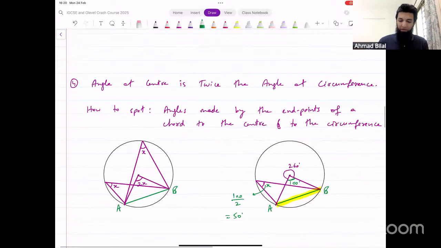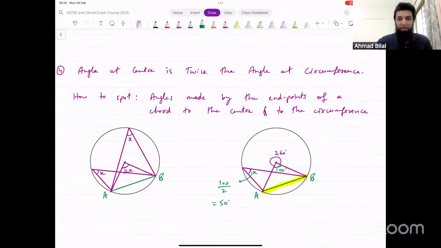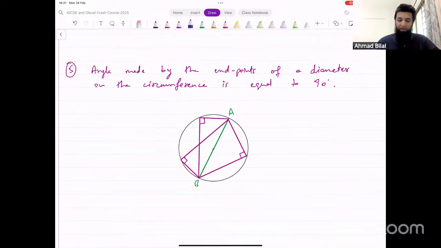Then we talked about this one where the angle at center is twice the angle at circumference. So if you have a chord that's making an angle at the center of a circle, for example, this chord AB, it's making an angle at the center of the circle, and it's making some angle at the circumference of the circle as well. The angle at the center is going to be twice the angle at the circumference. We did a couple of examples in this. And we talked about the angle made by a diameter. So the angle makes 90 degrees at the diameter.